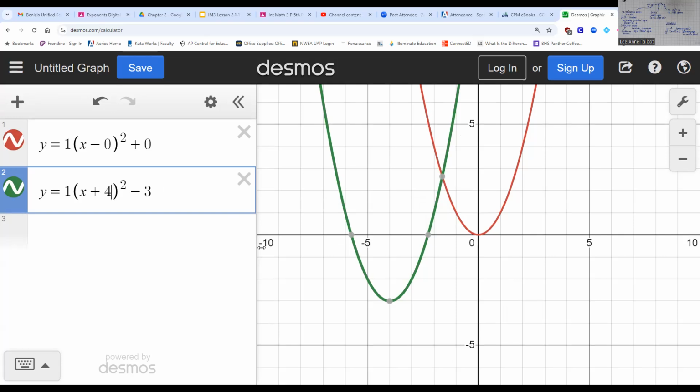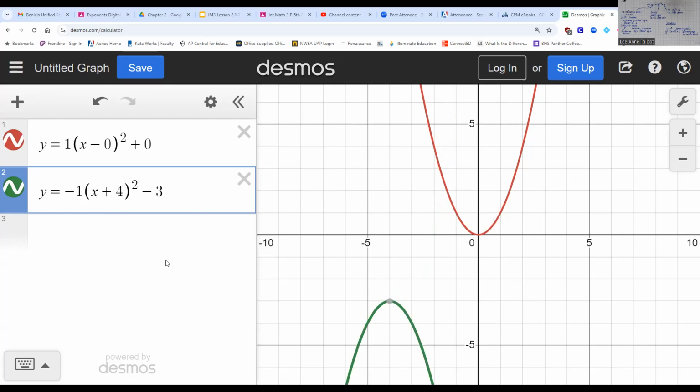Okay, here's the question in this problem right here, this green one. What is a? 1. What's h? -4. And k is -3. You guys with me? Is this way too easy? Okay, now I'm going to take this 1 and switch it to a -1. Yes, you're stretching. Okay, go.